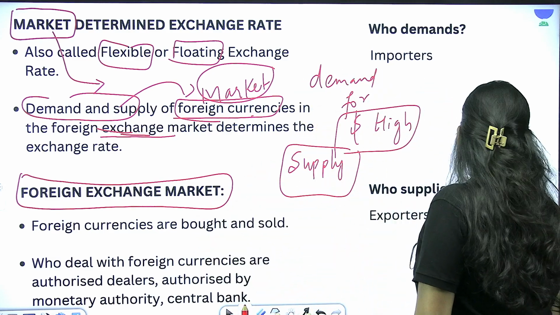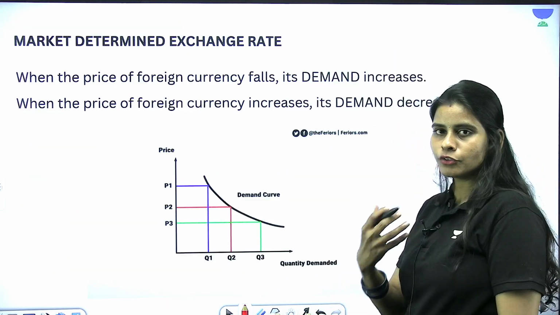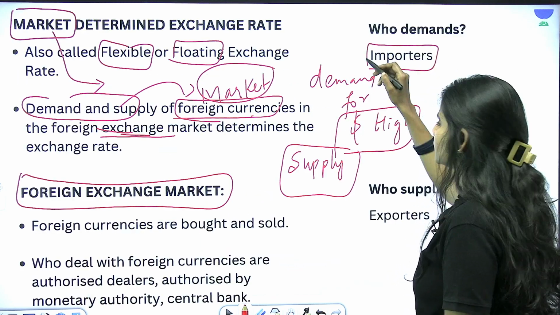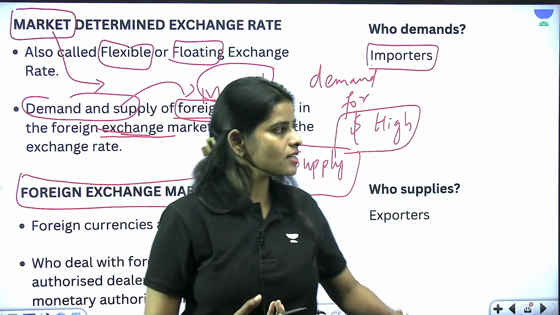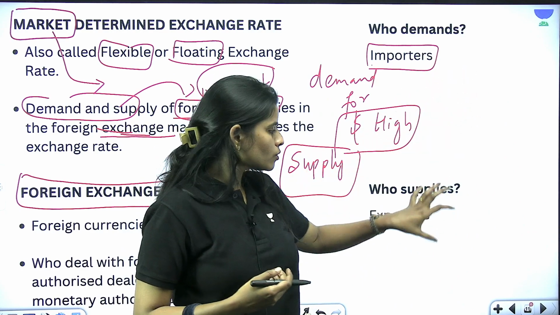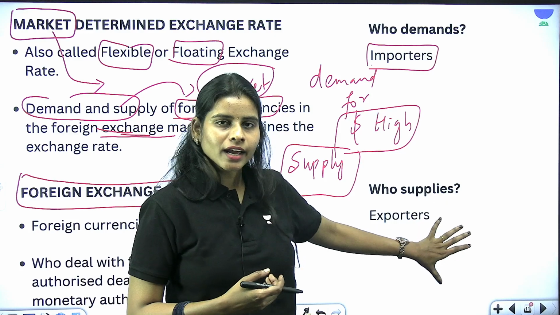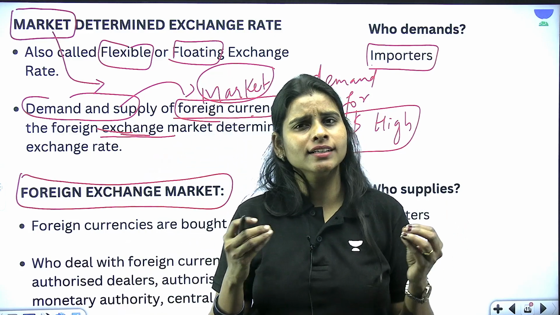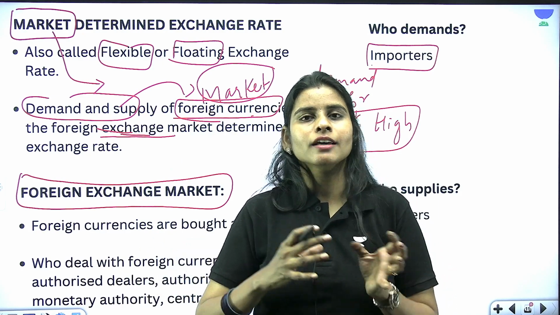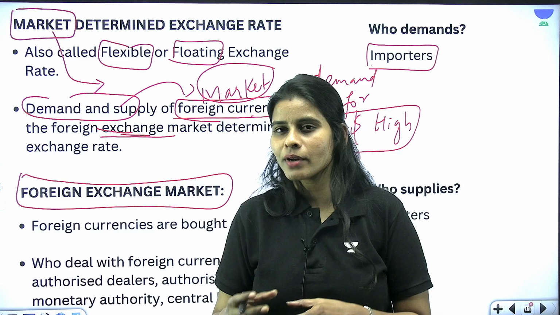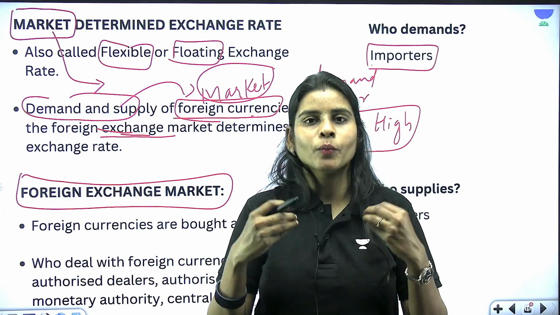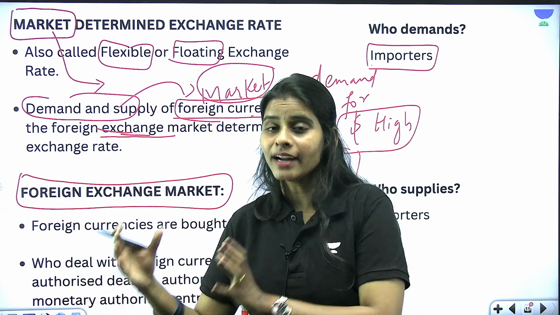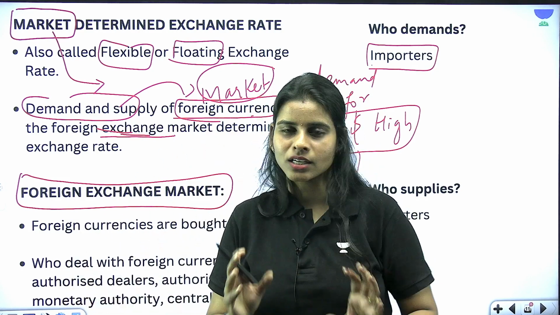Fine. So to make it more brief, let me give you one example here. So who is going to demand the foreign currencies here? Importers, right? So who is going to supply the foreign currencies? Exporters, right? Largely, in addition to importers and exporters, foreign currencies are also being used by investors, by tourists, by we people who go and study abroad, right? So we will keep all those things aside and focus mainly on imports and exports.